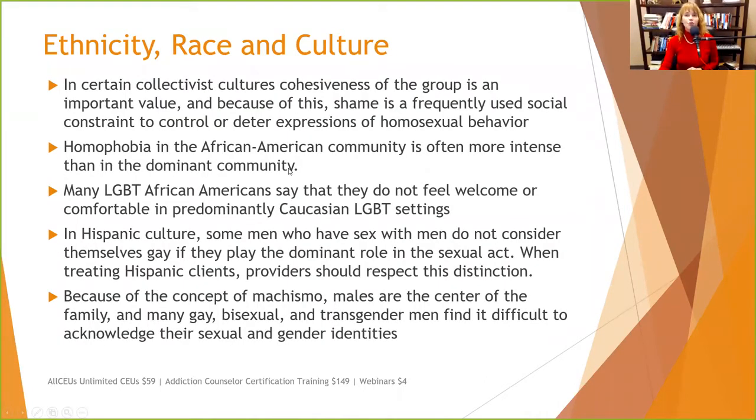In certain collectivistic cultures, cohesiveness of the group is an important value, and because of this, shame is a frequently used social constraint to control or deter expressions of homosexual behavior. So think back to the culturally responsive webinars we already did when we're talking about persons who are Asian, persons who are Hispanic, persons who are African American. There's a large portion of people out there who come from a collectivistic culture that could influence how much or how well or how easily they embrace their sexual identity.